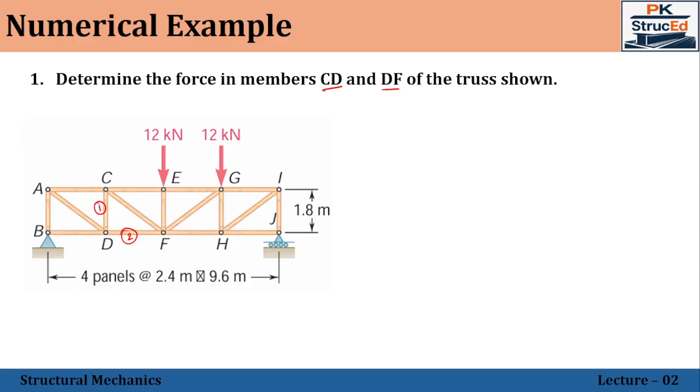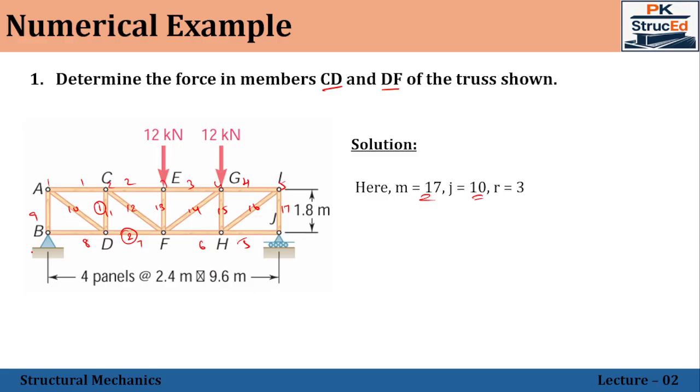Whatever the question, whether we are going to find the forces in a single member or multiple members or for the entire truss, the first step is we need to check whether the truss is a perfect truss or not. For which we need to find the number of members, the number of joints, and the number of reaction components. So here we have 1, 2, 3, 4, 5, 6, 7, 8, 9, 10, 11, 12, 13, 14, 15, 16, and 17 members. Regarding the joints, we have 5 on top, 5 on bottom. So 10 joints will be there.